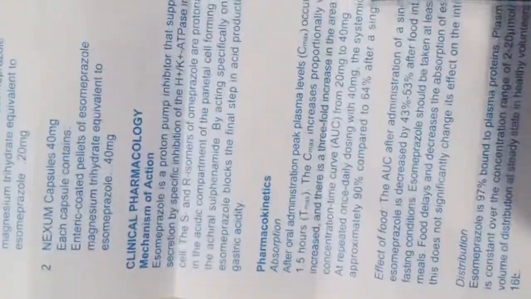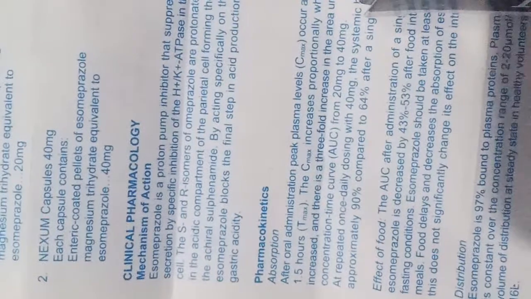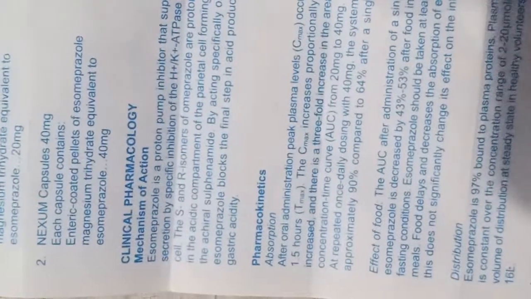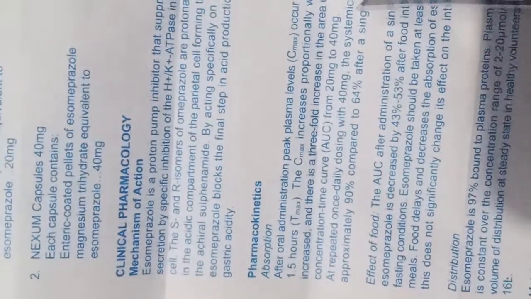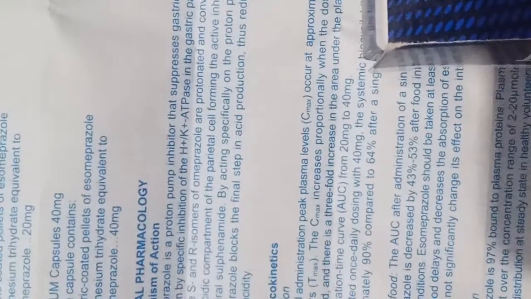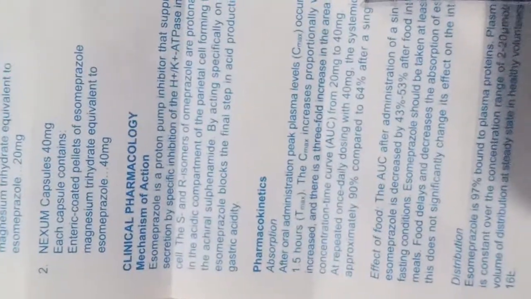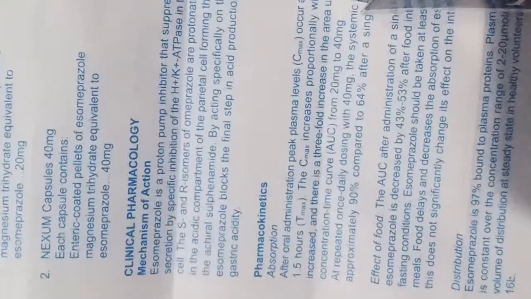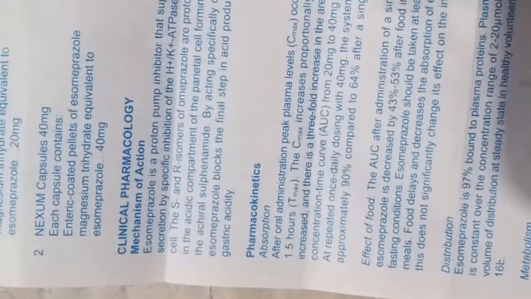and converted in the acidic compartment of the parietal cell, forming the active inhibitor, the sulfenamide, by acting specifically on the proton pump. Esomeprazole blocks the final step in acid production, thus reducing gastric acidity.